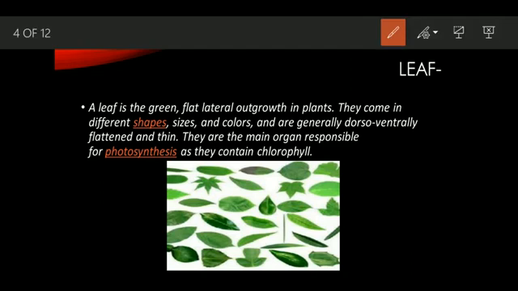What is a leaf? Students, you often see plants and trees. There are different types of leaves. You can easily recognize these leaves by their identification, and we can say that a leaf is the green flat lateral outgrowth of the plant. They come in different shapes, sizes, and colors, as they are generally dorsoventrally flattened and thin. They are the main organ responsible for photosynthesis, as they contain chlorophyll.